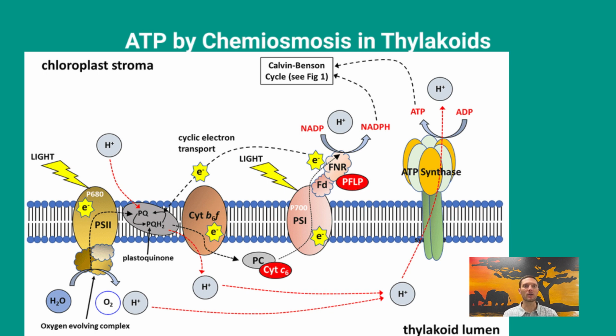At that cytochrome complex, the transfer of electrons takes place from the plastoquinol to plastocyanin, and the plastocyanin transfers electrons to the reaction center of photosystem 1.